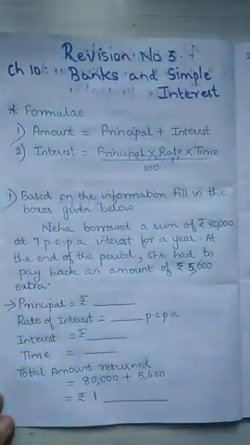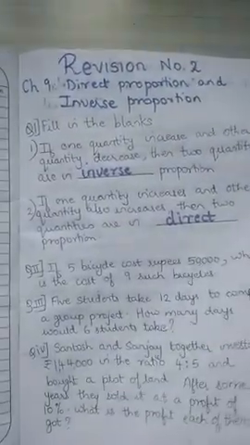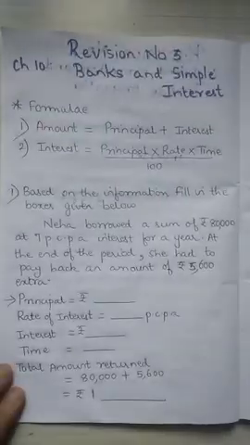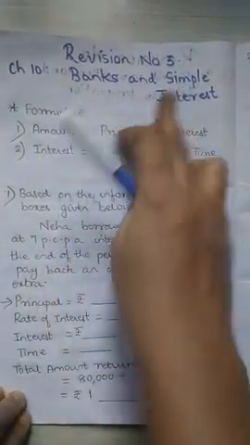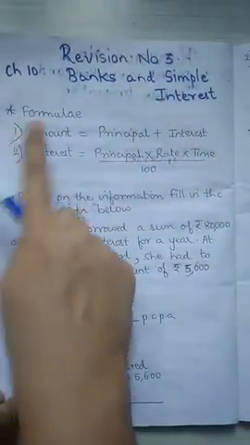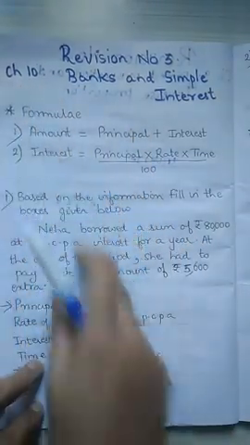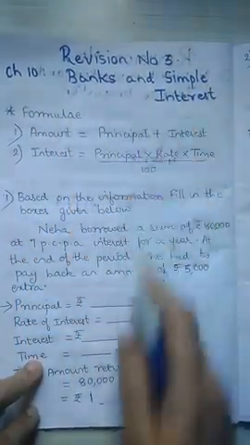We just finished solving our revision number 2, correct? So this was our revision number 2 that we just finished. Since I said thank you, don't be under the impression that we have finished. I'll be doing revision number 3 also now. Revision number 3 is taken from chapter 10, Bank and Simple Interest.